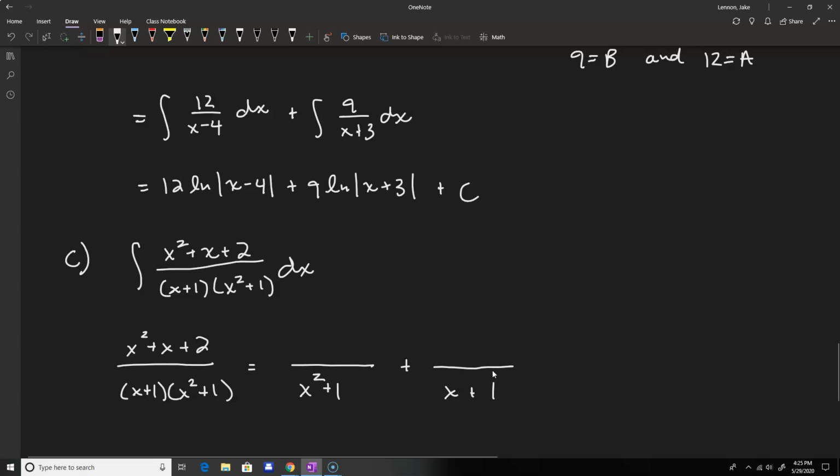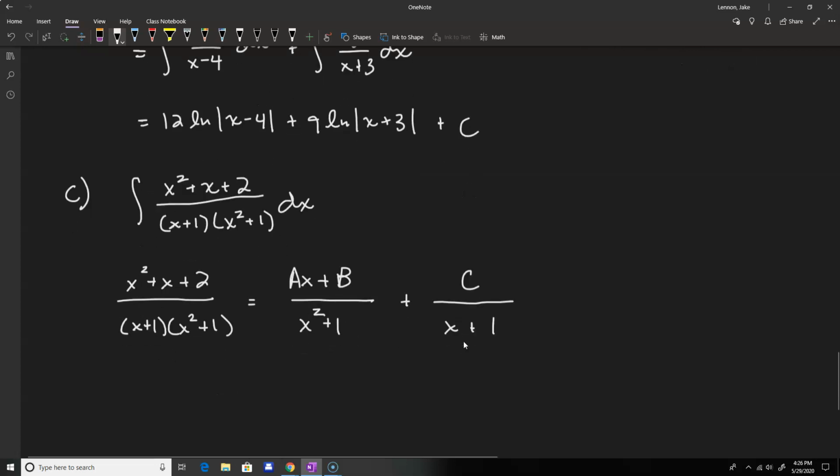We want to put something on top that is one degree smaller. So if you have an irreducible quadratic factor like this, instead of just putting an A on top, we have to put Ax plus B. And then we can use C on top of the linear factor. So linear factors, you can just put one letter, but if you have the irreducible quadratic factor, you have to put a linear factor on top.